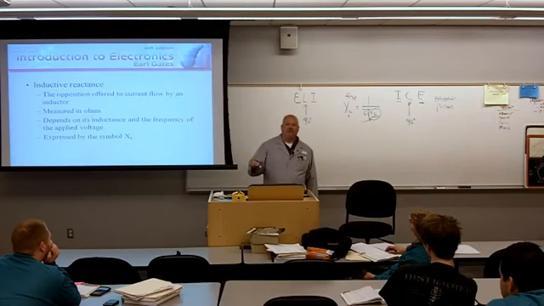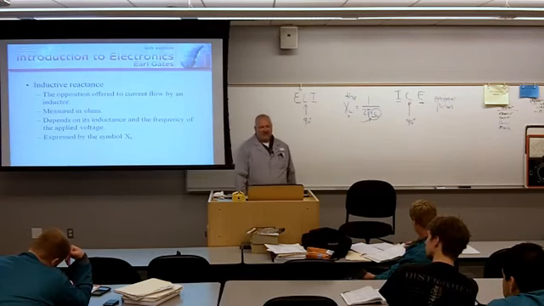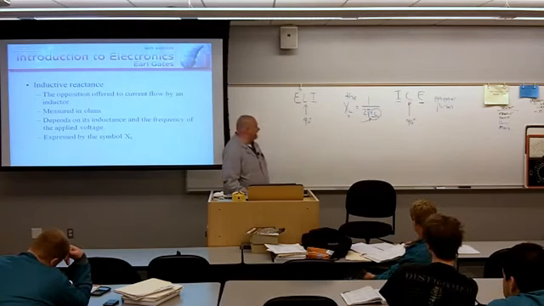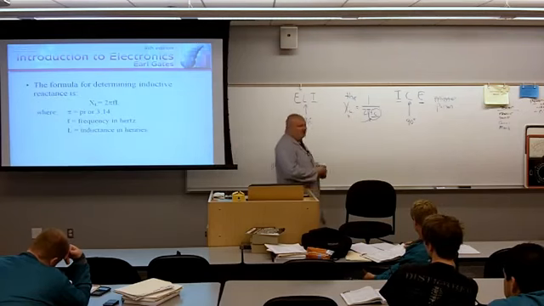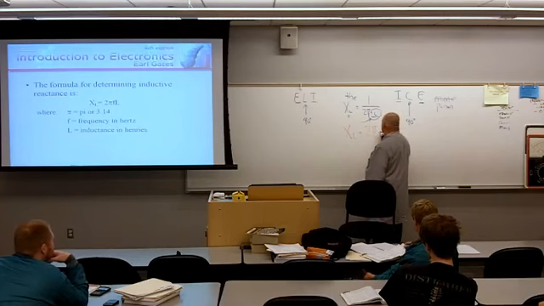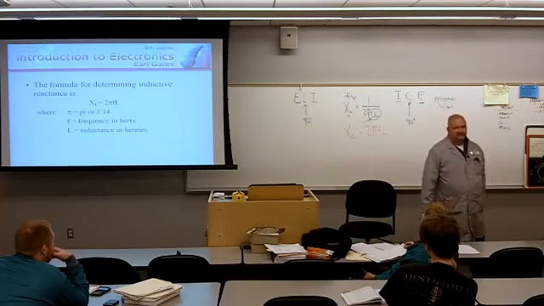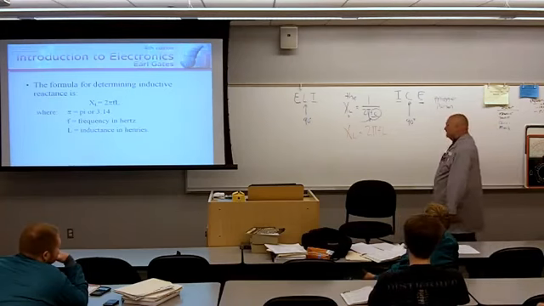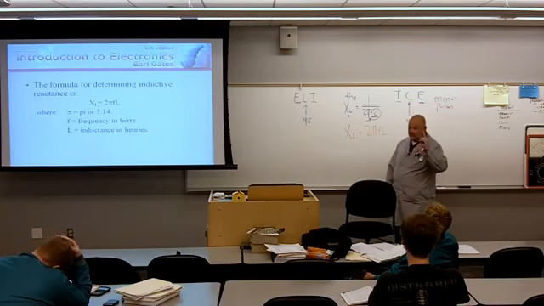Now, this inductive reactance depends on its inductance and the frequency of the applied voltage. It's going to be expressed by the symbol X sub L. And this formula, believe it or not, is even easier than the last formula. X sub L is equal to 2 pi FL. You don't even have to do a reciprocal on this one. The number 2, it means not 1, it means 2. 2 what?